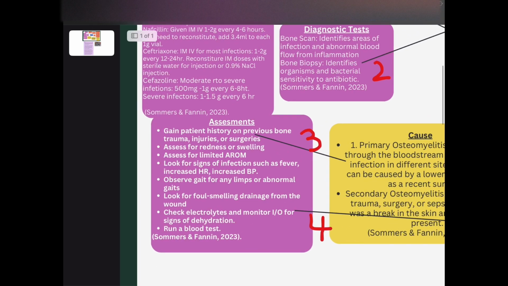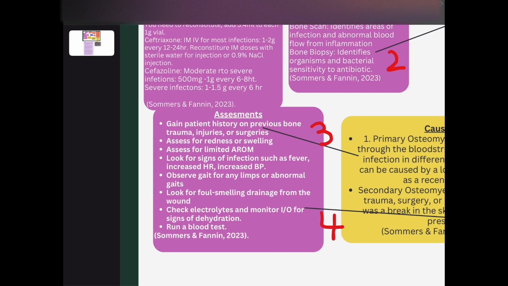Okay, so what assessments are going to be made for a person who has osteomyelitis? So obviously, we're always going to start with our vitals.